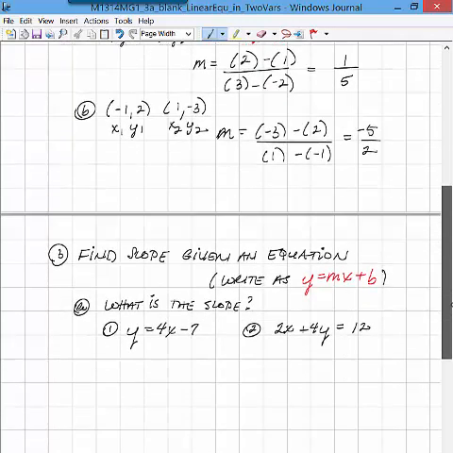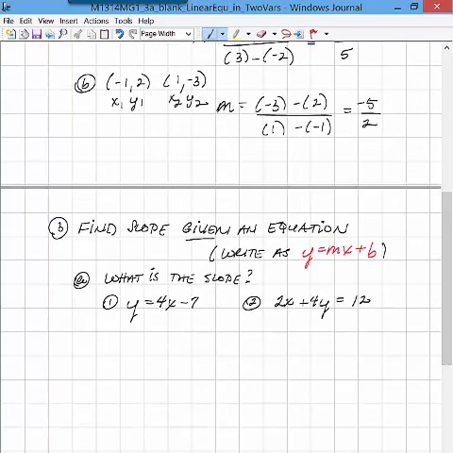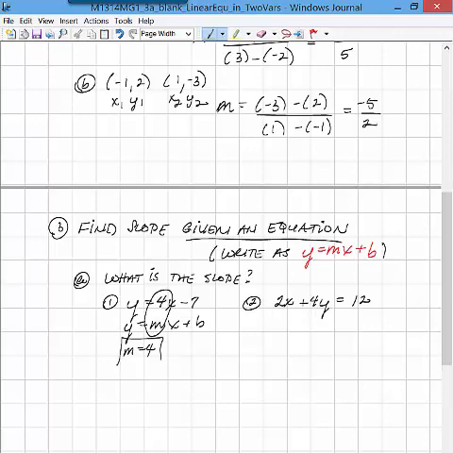Now our third way of finding slope is given an equation. When we have an equation and we want to find the slope from the equation, we would like the equation to be in the red form, y equals mx plus b. We use this form a lot. So now we're going to use this form to find the slope. In example 1 here, this equation is in the y equals mx plus b format, in which the m is equal to 4. So the slope of this line in number 1 is simply 4.